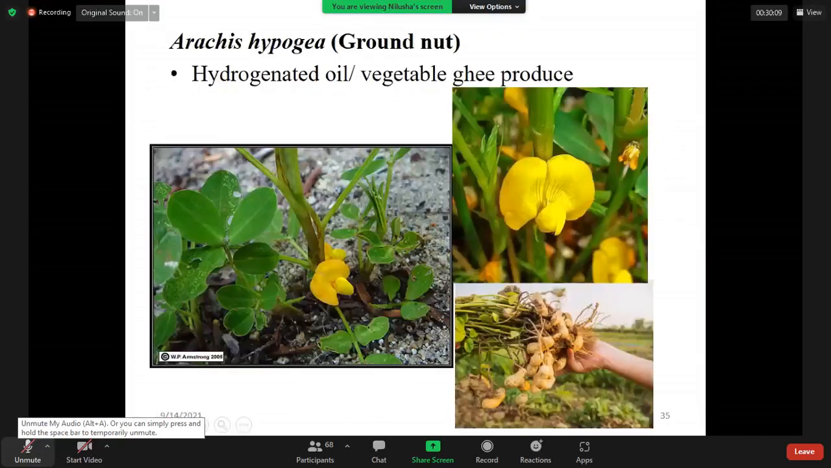Next one is the groundnut. You all know this one also. Arachis hypogea is the botanical name. Here you can see the flower and pod. After drying, this pod will not open automatically, so we call it an indehiscent legume, because it will not open automatically. Is it clear to all? Yes, ma'am.